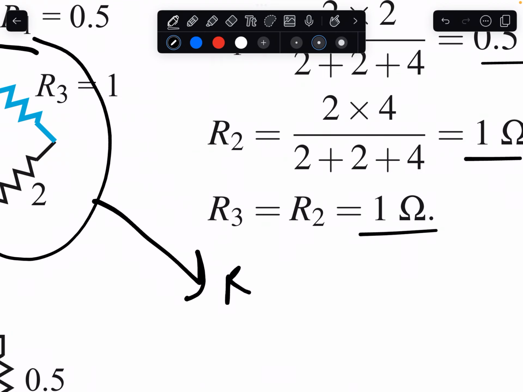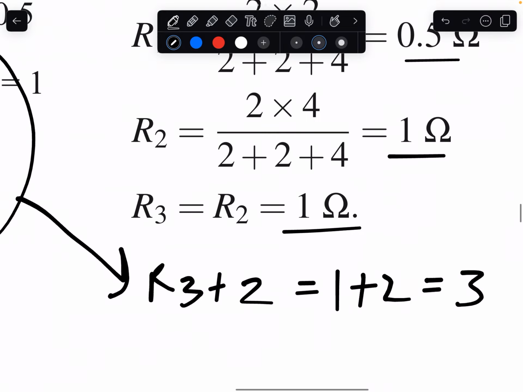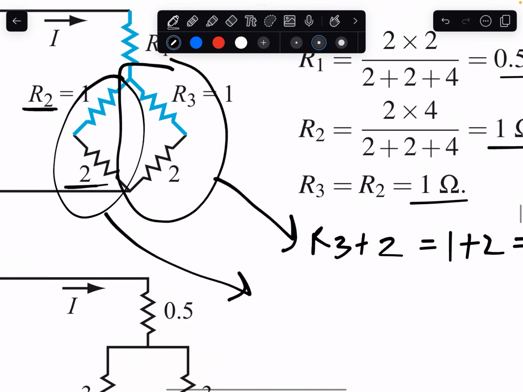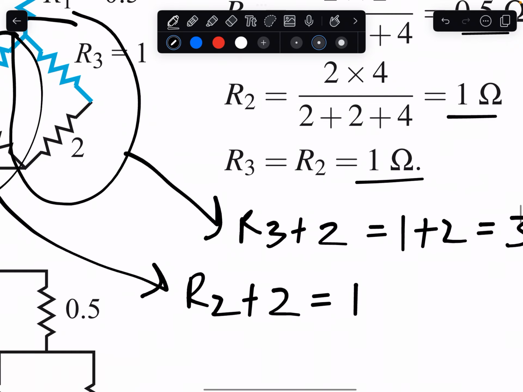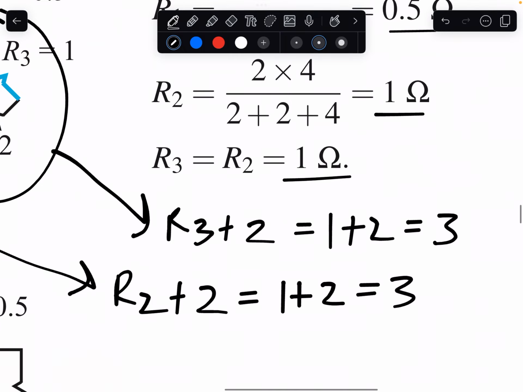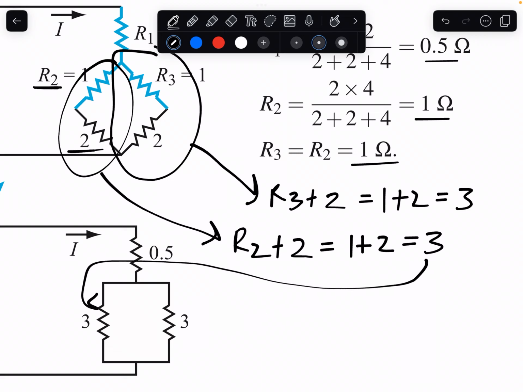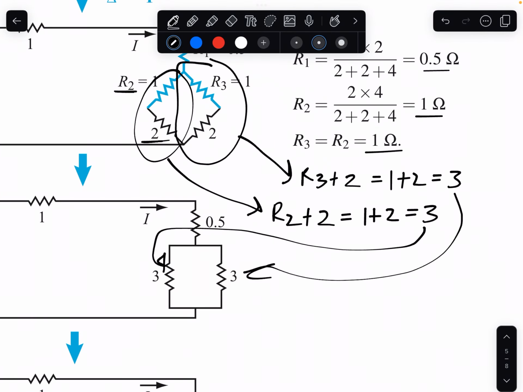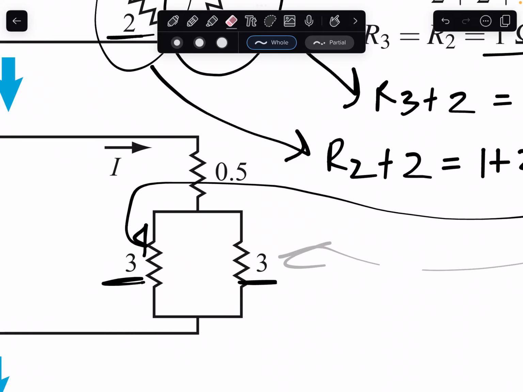So you could add R3 plus the 2, R3 being 1, plus the 2, which is 3, right? And you would do the same for this, whereby it would be R2 plus the 2, which is the 1 plus the 2, which is 3, right? And that goes right here. Actually, no. This goes right here, and this goes right here. So now we have a simpler circuit whereby this 3 and this 3 are now in parallel, right?